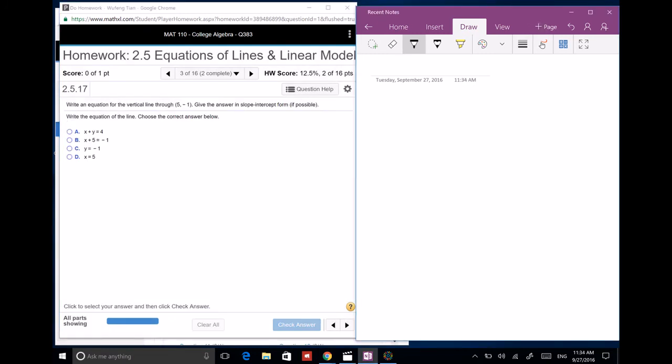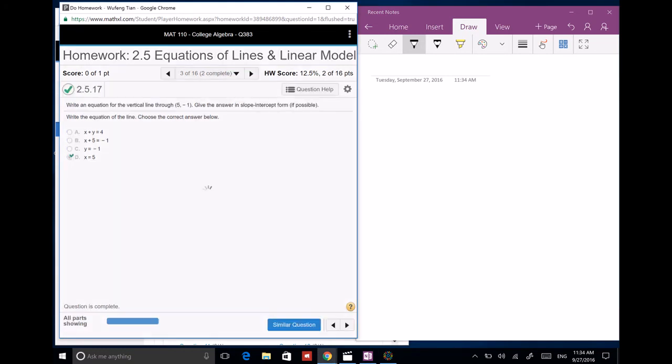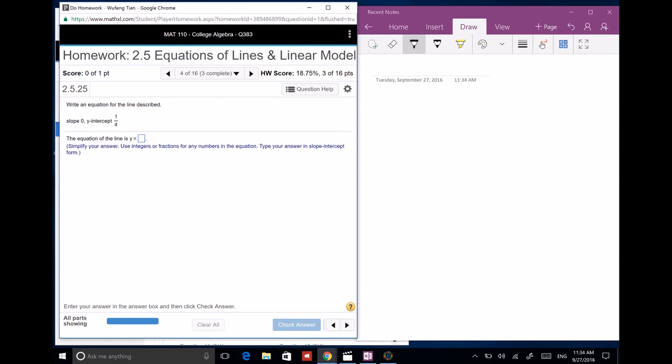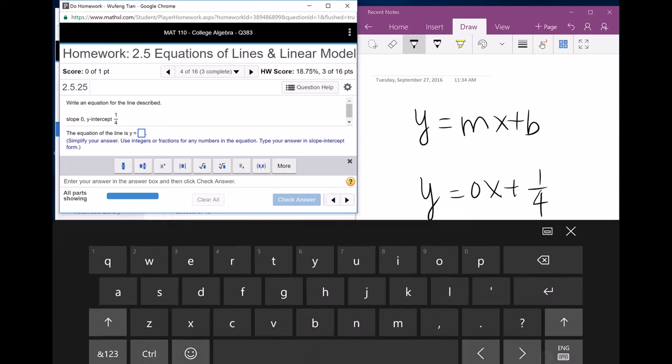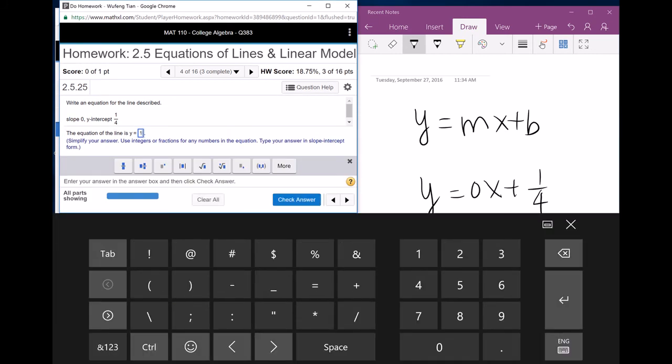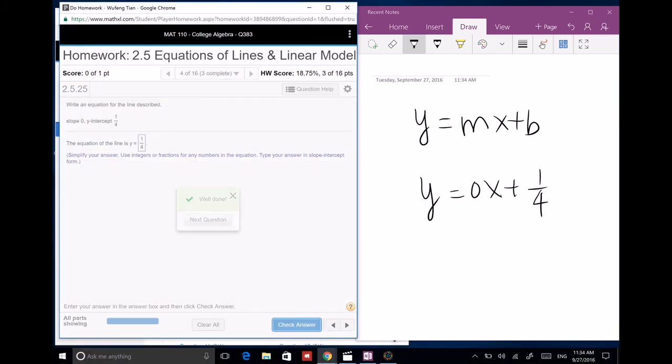Next one, write the equation for the vertical line. The vertical line, x never changes, x equals 5. Number 4, write the equation for the line described: slope 0, y-intercept 1/4. So slope-intercept form, y equals mx plus b. Now m is 0, so y equals 0x plus the intercept 1/4. So the final answer is just y equals 1/4.